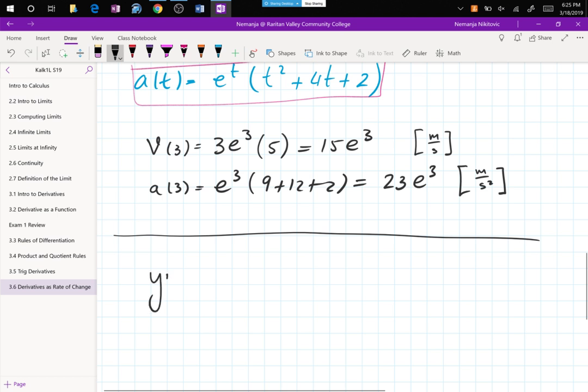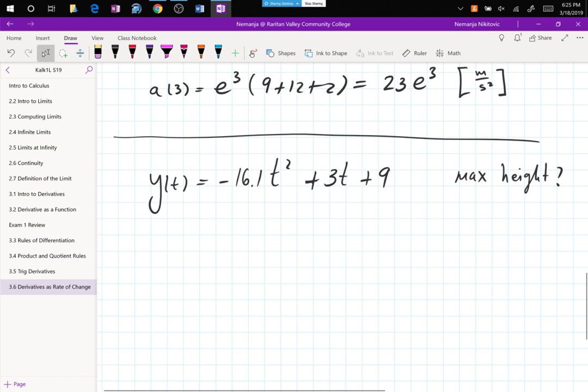Say we have our y of t as negative 16.1 t squared plus 3t plus 9. What's the max height? So what should we do? What do we say? What happens at the max height? Great. What is the word you use? Velocity. Is this the velocity function? So what's the first thing you have to do? Get the velocity function. Good. Derive it. Let's go. What is your velocity function?